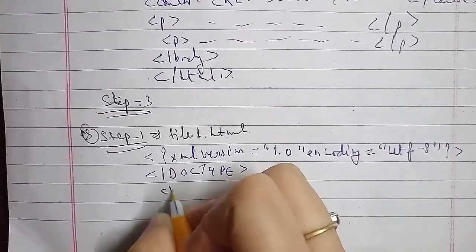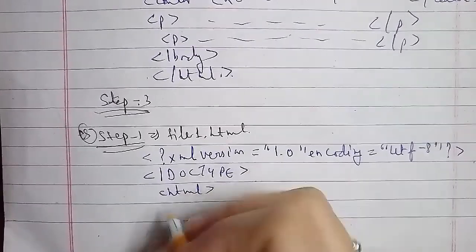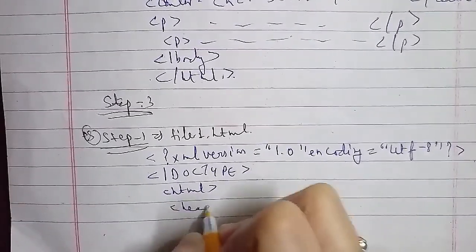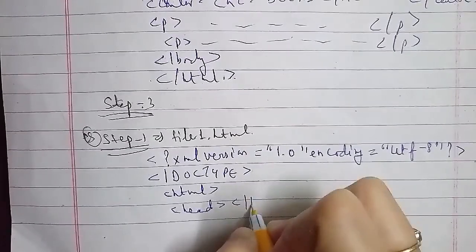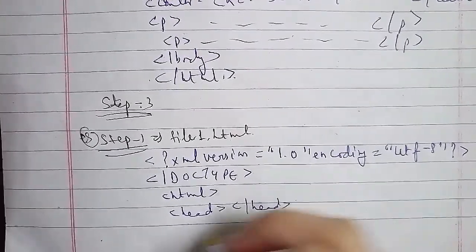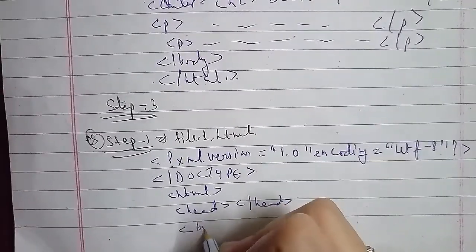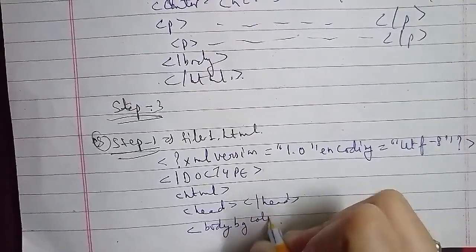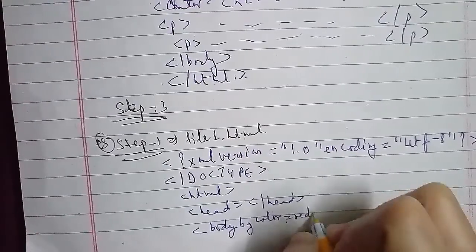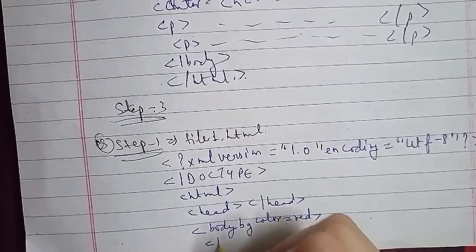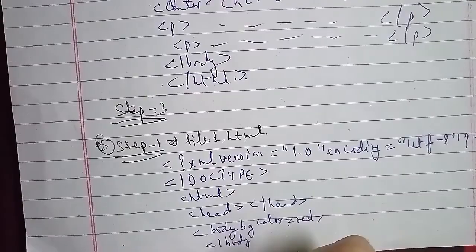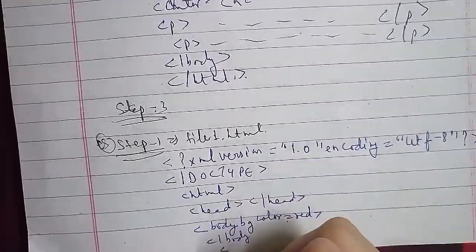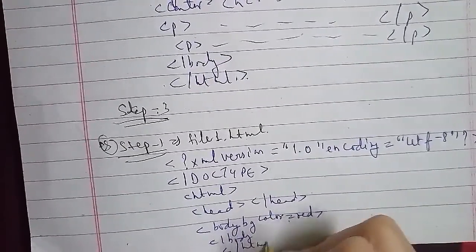Then HTML, then after that head, with head closing, then of course the body, bgcolor equals to red. Okay, and then we're closing the body. Then after that we'll be closing the HTML file as well.